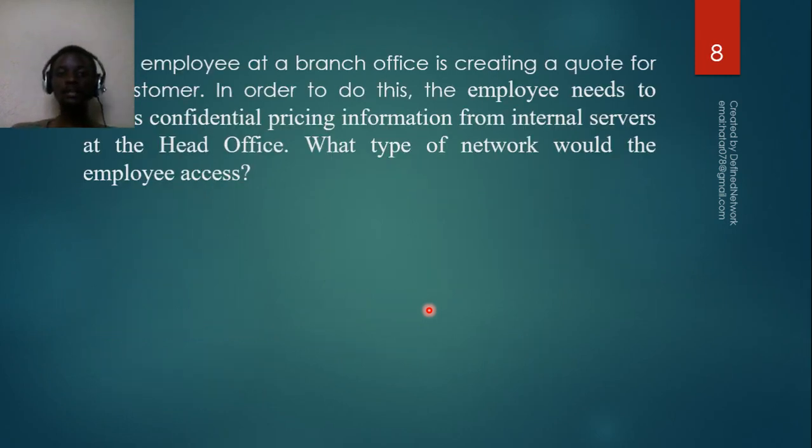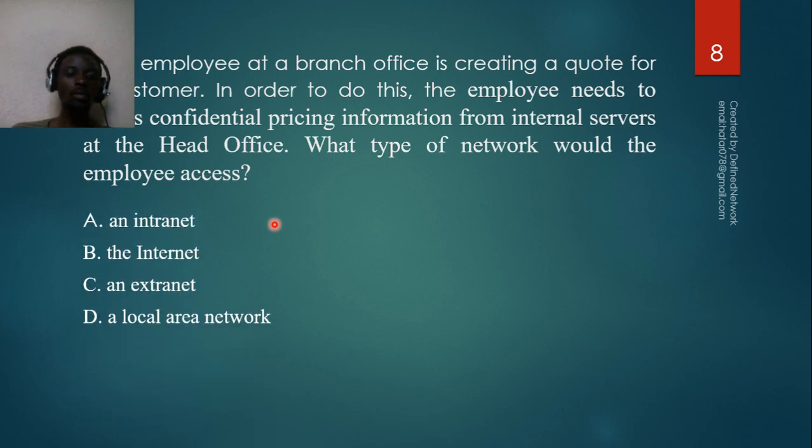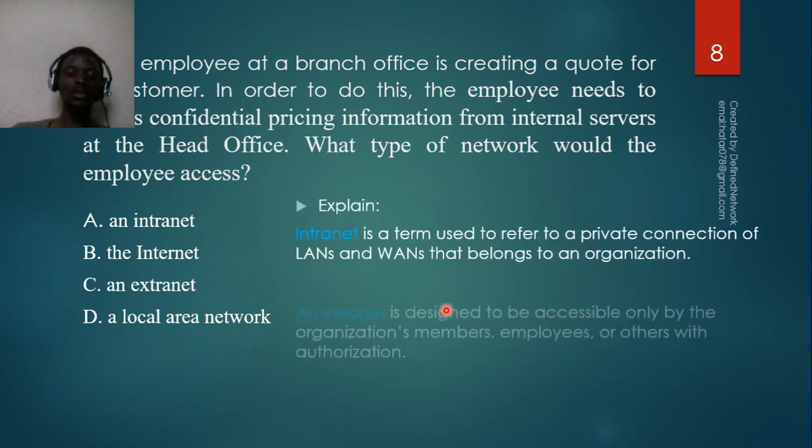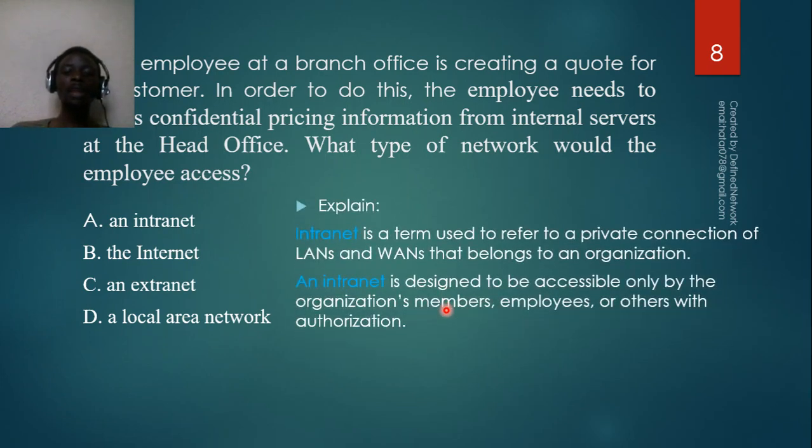An employee at a branch office is creating a code for a customer. In order to do this, the employee needs to access confidential personal information from an internal server at the head office. What type of network will the employee access? I hope I have already explained about this, so I think you can guess the answer now.